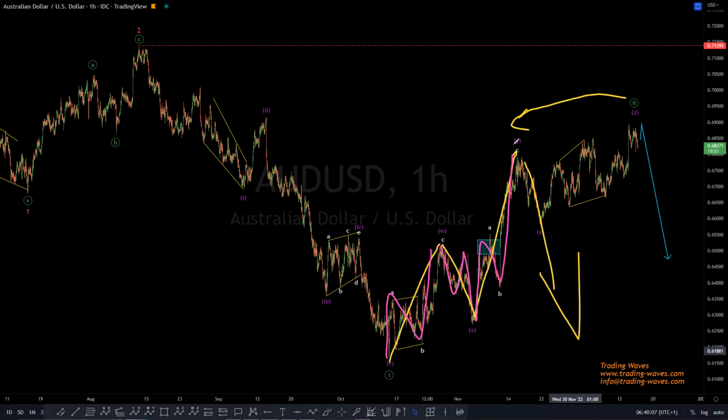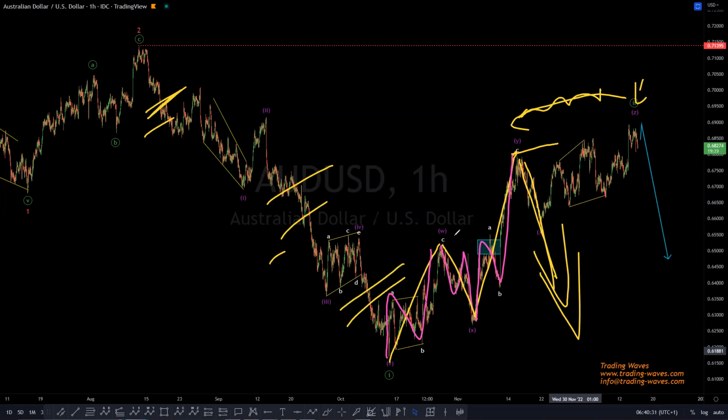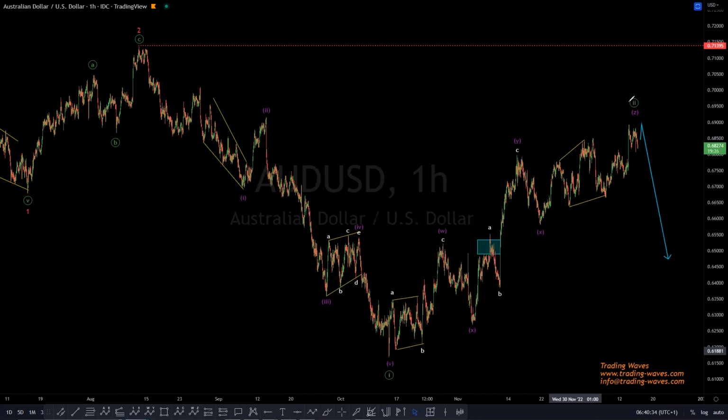Remember, we thought 2 in green is done here. What would we expect to see after 2 in green is completed? What we expect to see in wave 3 in green is something similar to what we see here, something there and over there. Without necessarily mentioning what it is, we would expect to see some rapid acceleration to the downside. But what we had instead was a 3-wave move to the downside.